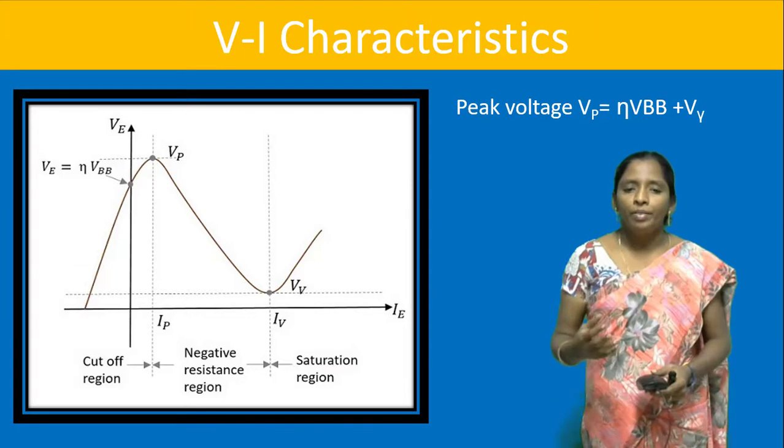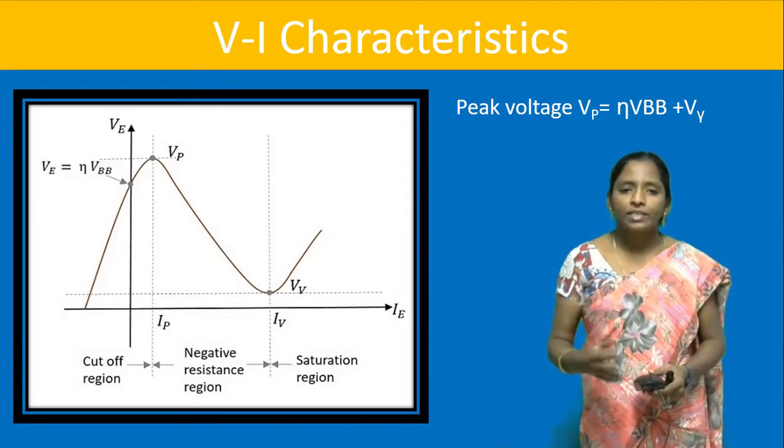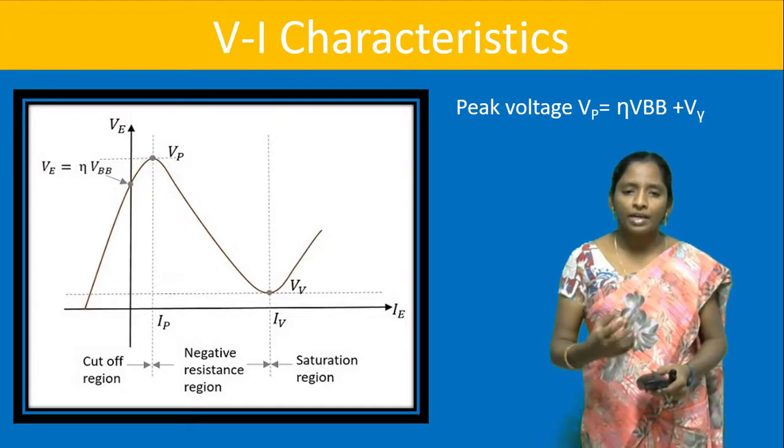So the characteristics to the left side of the peak point is called the cutoff region, and the characteristics between the peak point and valley point is called the negative resistance region, because here the current is increasing but the voltage is decreasing.